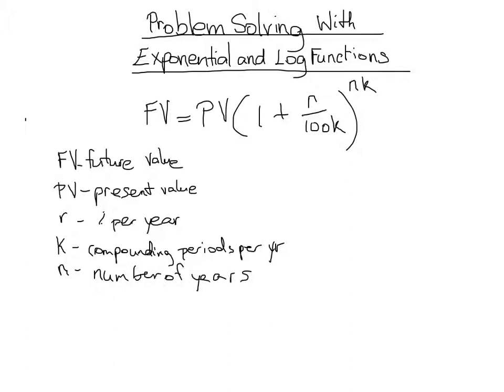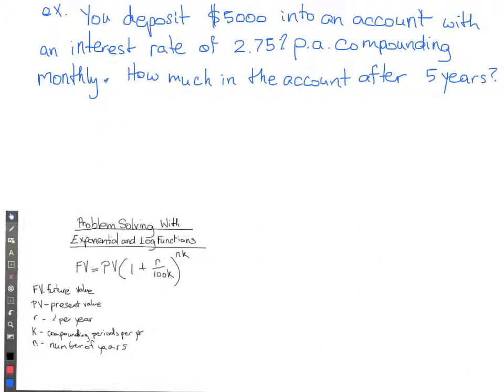So for example, I can have an account. Actually, let's turn the page to get some space to work. Okay, so you have an account. You deposit $5,000 into it at the start, so that's your present value. And you have an interest rate, R, of 2.75%, compounding monthly. Monthly is 12 times per year, so the K value is 12. And we want to know how much is in the account after 5 years. 5 years is the number of years, N. So we are now looking for the final value, or FV.